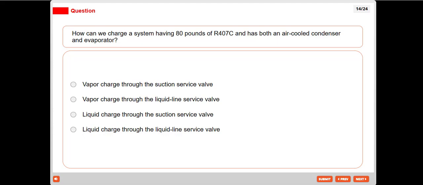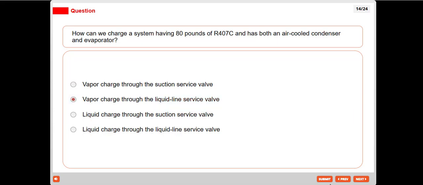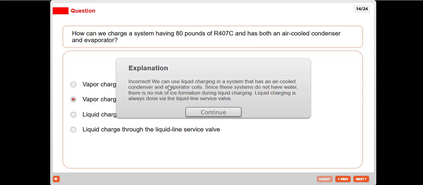Okay, so the system has both an air-cooled condenser and evaporator. So we can charge as vapor, through suction. I don't know. We can use liquid charging in the system, since it has an air-cooled condenser and evaporator coil.